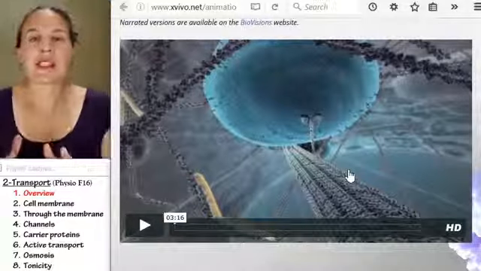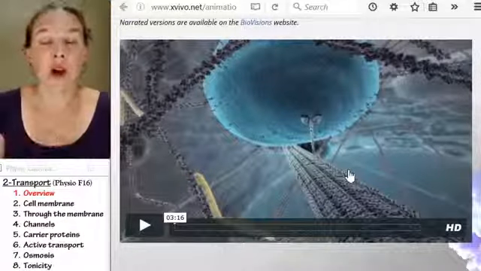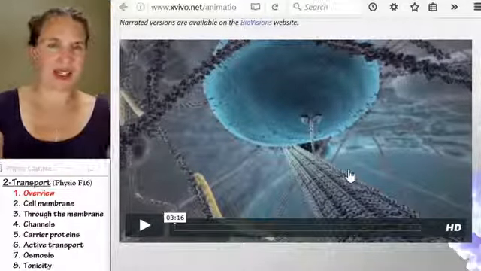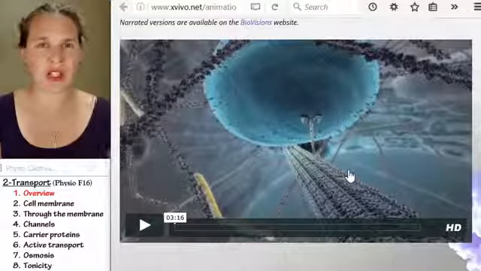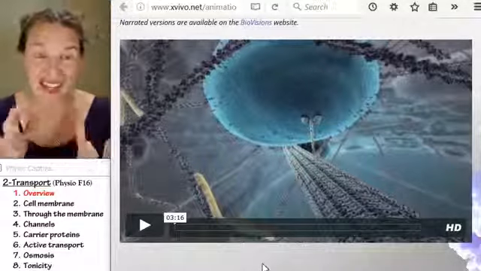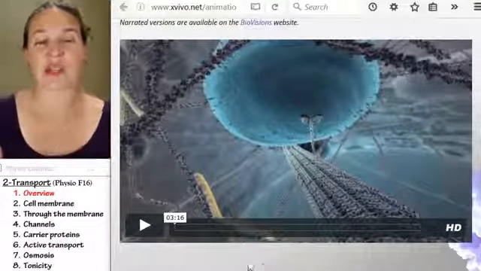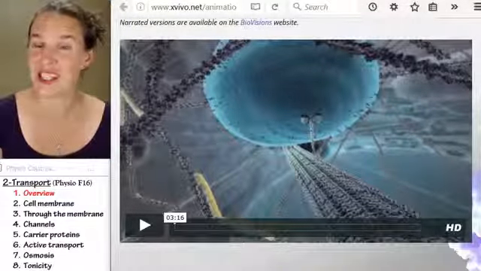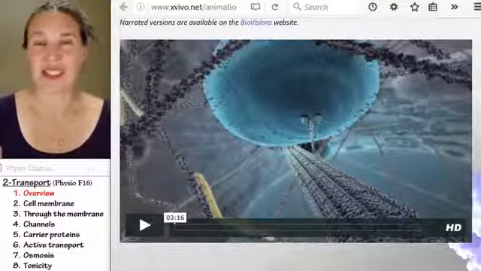Okay, so let's get started. Let's do a quick review on the cell membrane. What is the cell membrane? What's its structure? And how does it carry out its task of keeping the intracellular fluid separate from the extracellular fluid so that the cell can function?